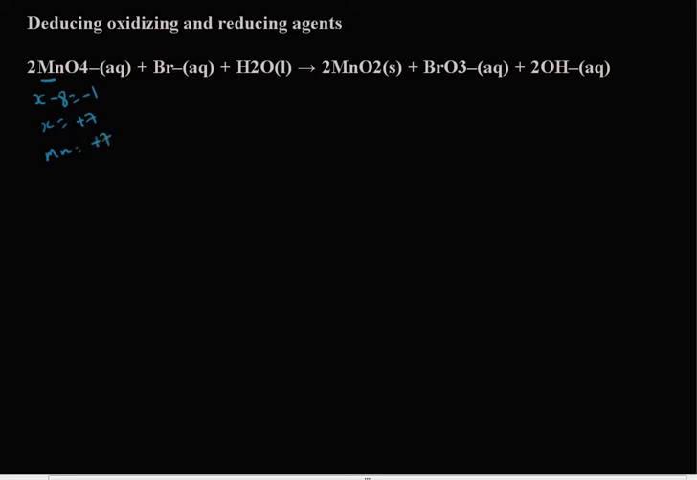On the right hand side, in manganese 4 oxide, the oxidation state of manganese, let's call that X, and we have 2 oxygens, so that would be 2 times -2, which is -4, and the total oxidation state is 0. It's a neutral molecule. So the oxidation state of manganese in manganese 4 oxide would be +4. So the net change in the oxidation state of manganese is from +7 to +4. That's a decrease in oxidation state.